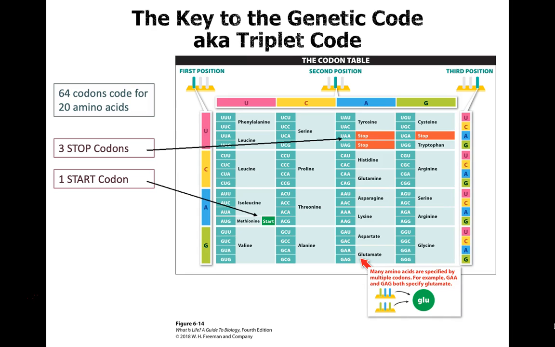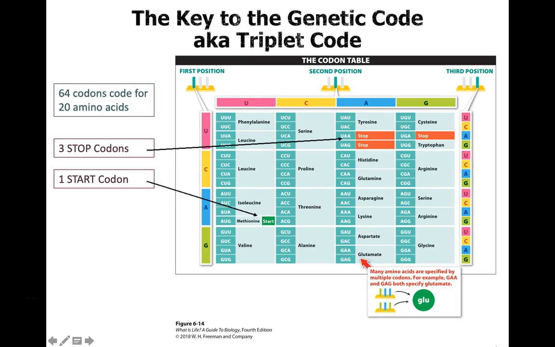So many of these amino acids are coded by multiple codons, and that's okay. The cell will know the proper transfer RNA will bring in the correct amino acid. So for example, there are going to be 4 transfer RNAs that are going to bring in this threonine molecule.